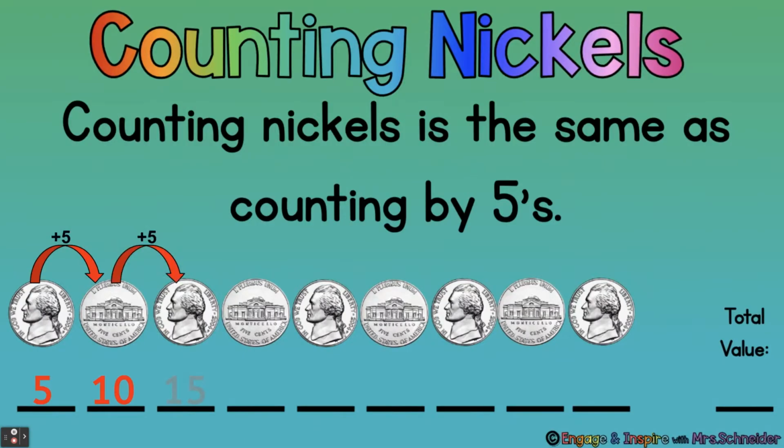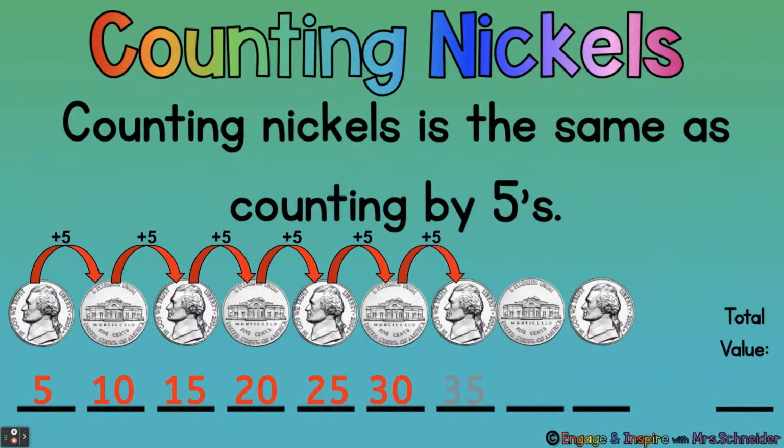5, 10, 15, 20, 25, 30, 35, 40, 45. So the total value of these 9 nickels is 45 cents. And there's a really neat pattern when we count nickels and when we count by fives. See? The number ends with 5, then the number ends with 0. The next number ends with 5, and then 0, 5, 0, 5, 0.